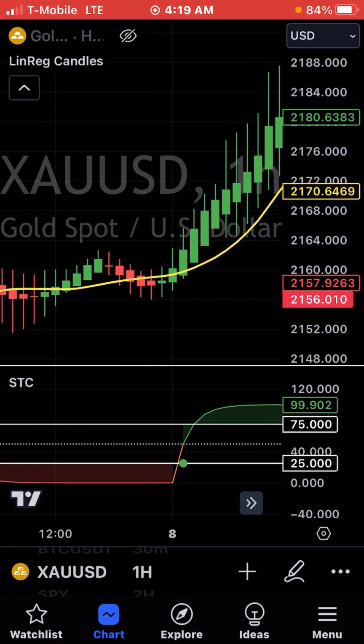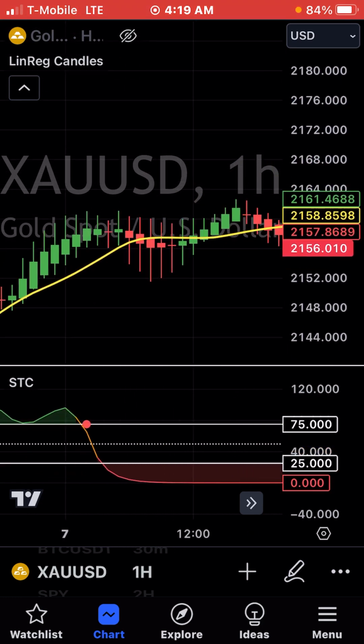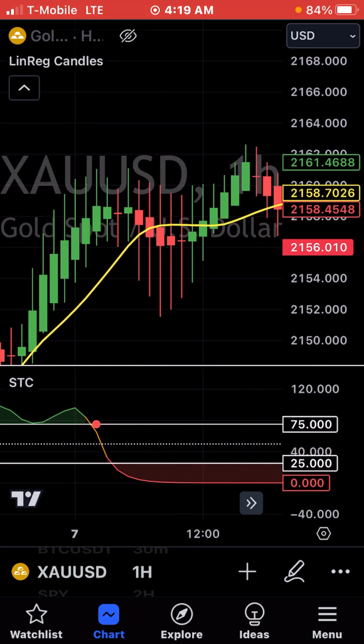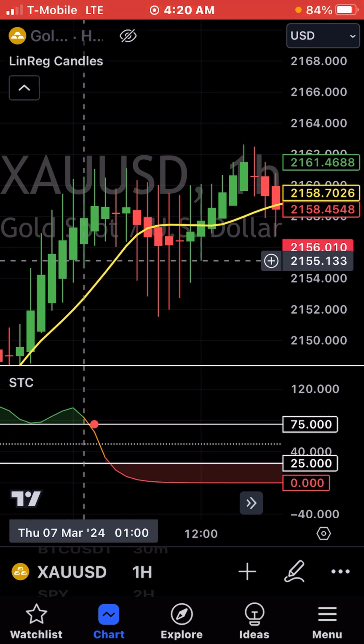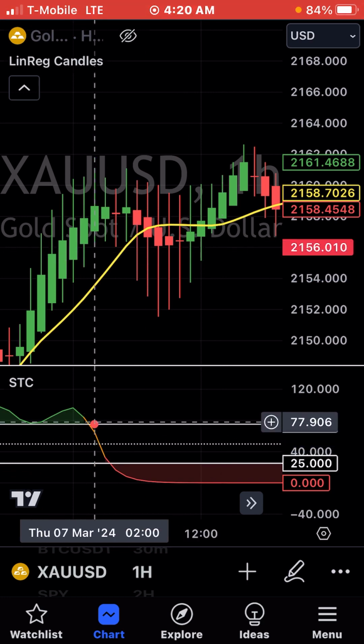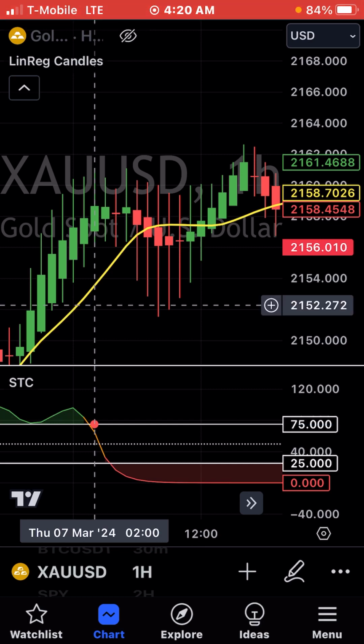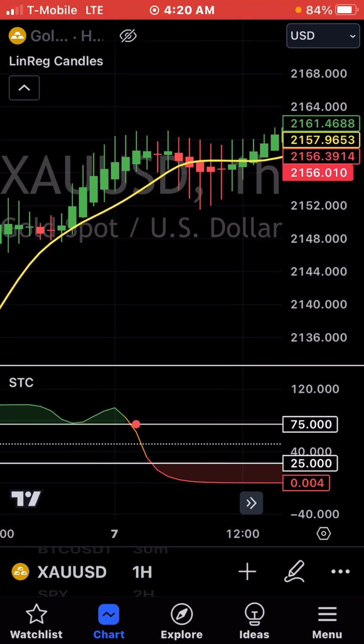So let's see if we can find any more moments. We see it crossing the STC right here, but it's not below the linear line. So this is a move that you would not do. You won't do this move because it doesn't check both. It doesn't check both boxes. Okay, so let's look at a couple of examples here.